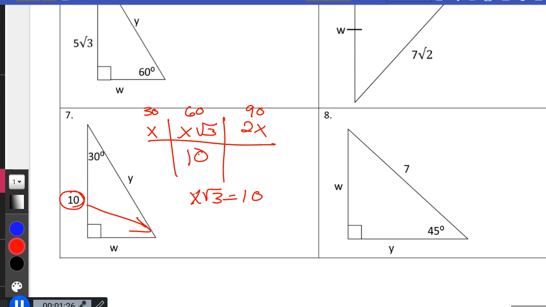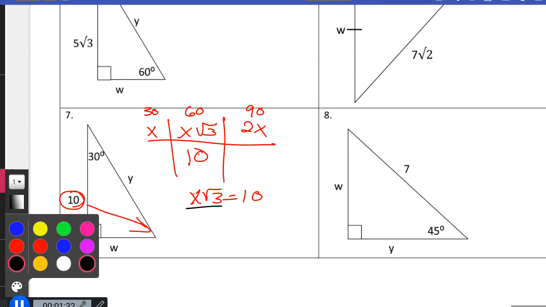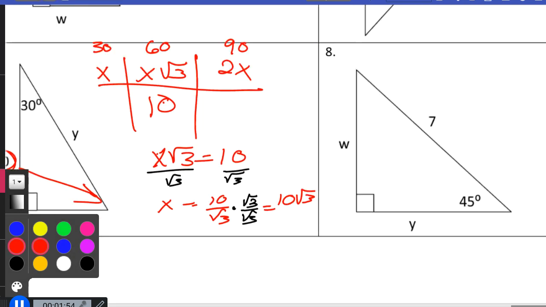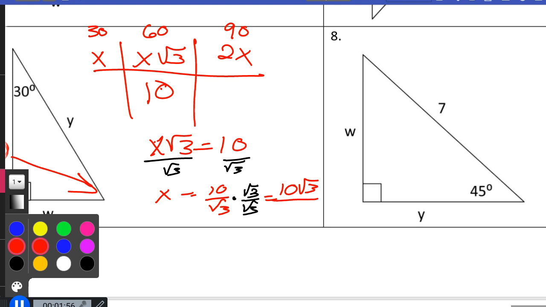And we can set that up as an equation. x root 3 is 10. Then we solve that for x. I'm going to divide both sides by root 3. x equals 10 divided by root 3. And we need to rationalize this because we don't like radicals in the denominator. So I'm multiplying by root 3 divided by root 3. So I've got 10 root 3 on the top. And I have root 3 times root 3 on the bottom, which is root 9, and root 9 is simply 3. So my answer is 10 root 3 over 3.